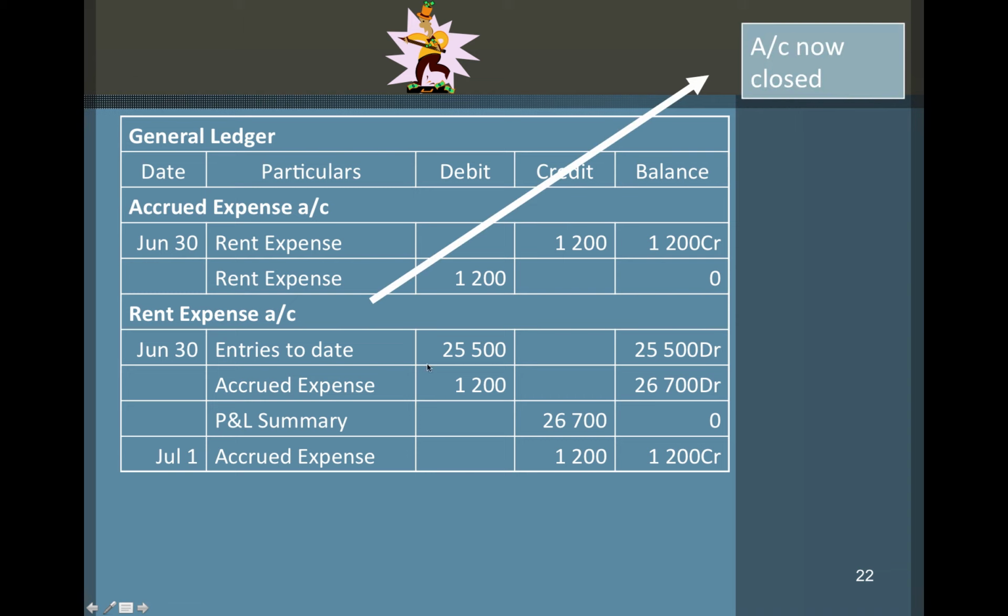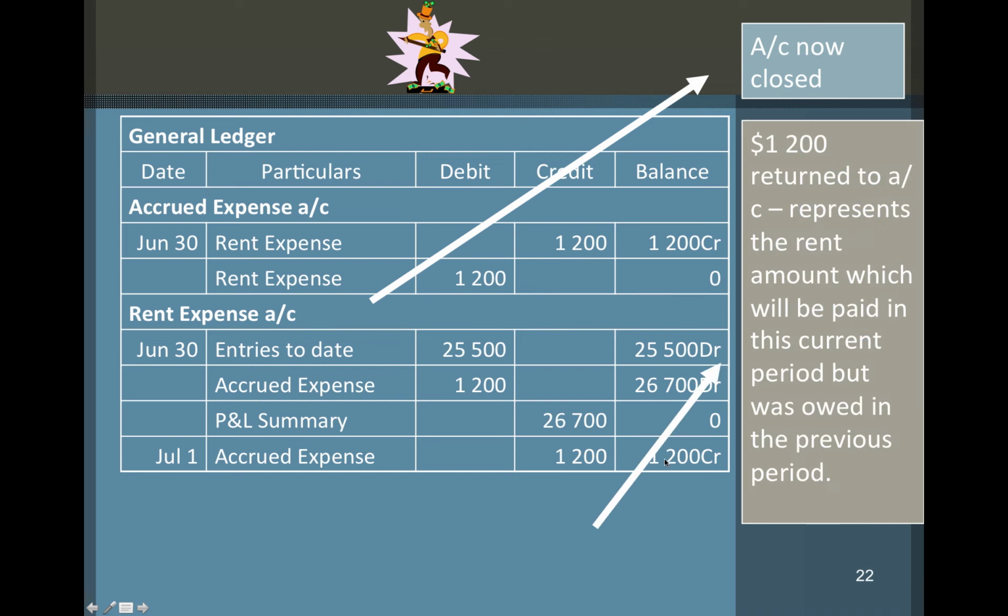So what we have here is this account is now closed, so my arrows are a bit weird here. And this balance here of 1,200 has been returned into the account and it represents the rent amount which will be paid in this current accounting period, but it was owed in the previous period. So it really doesn't belong here. And the reversing entry will allow us to take it out. So that's accrued expenses.